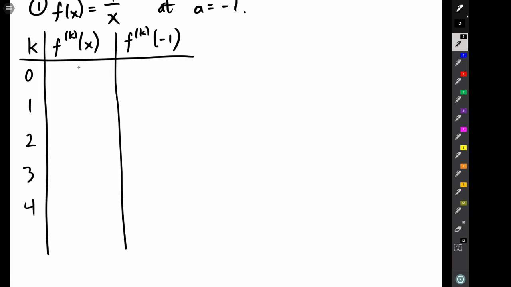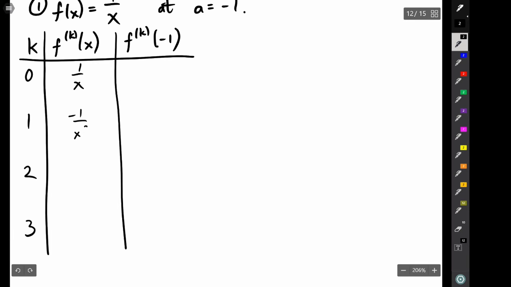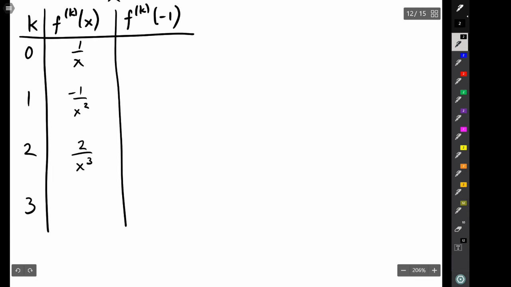Remember, the 0th derivative is the function itself. Let me space these out a little more. The first derivative is going to be -1 over x squared. The second derivative is going to be 2 over x cubed. The third derivative is going to be -6 over x to the 4th.